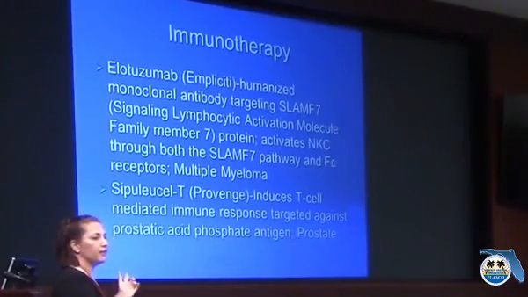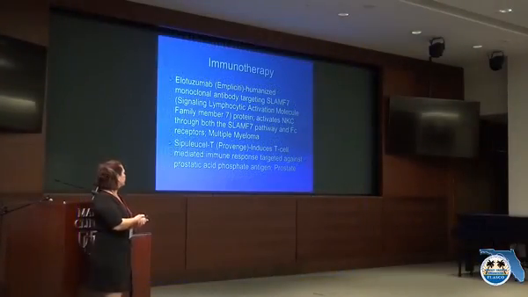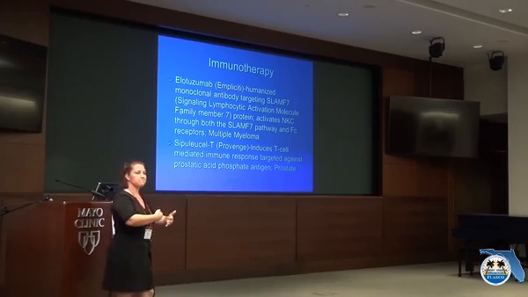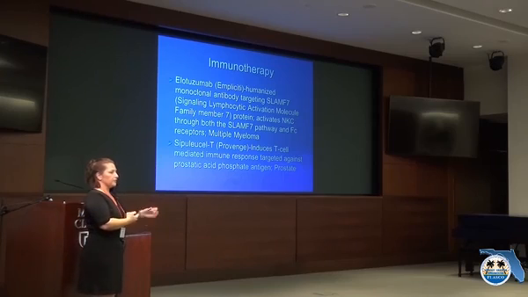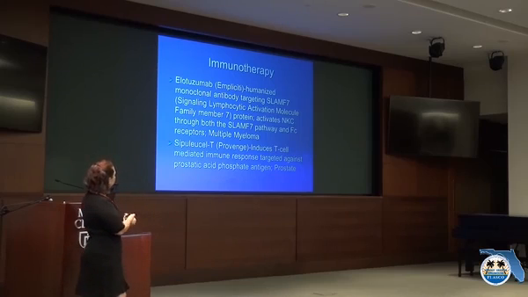Anybody familiar with Provenge in the prostate cancer first-line metastatic setting? They do like an apheresis of their cells, and then they give it back to them, and for a very small patient population it can be a really good option for them. But that's all working on the immune system as well. So they're working on the T cells.